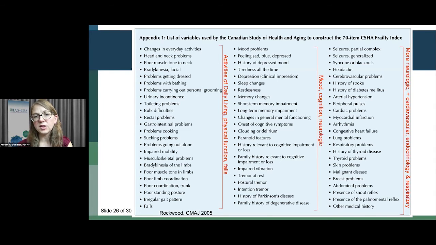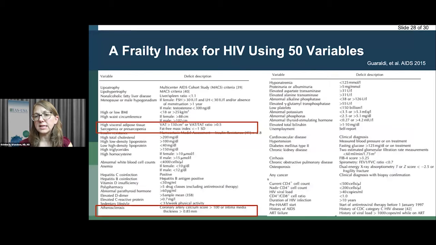Giovanni Guaraldi's group out of Italy developed a similar frailty index in their Modena Metabolic Clinic, specific for HIV, that includes some HIV variables, and then some additional variables that they assess that aren't necessarily readily available in the US in the clinical setting, such as visceral adipose tissue and measures of sarcopenia by DEXA, as well as coronary artery calcium scores. But you can see this one's a lot more lab-based. So these can differ quite a bit. The general idea just is finding things that are wrong and having this ratio of variables that are impaired.